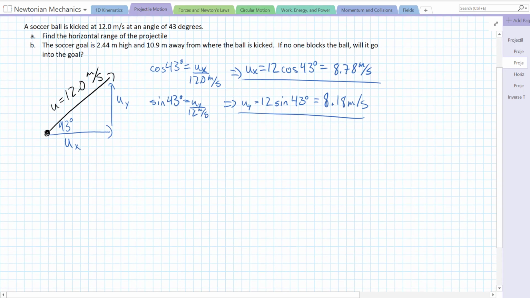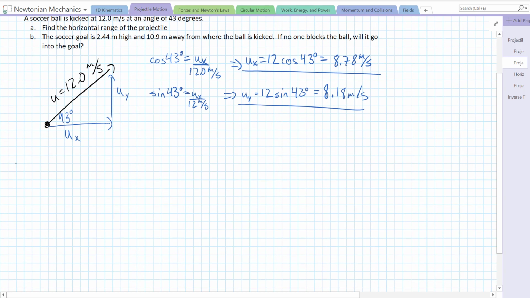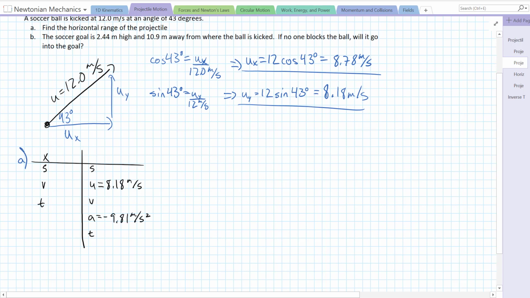If we want to find the horizontal range, let's just do part A over here. I'm going to set up my t-chart for x and y. For x, we have S, V, and T. For y, we have S, U, V, A, and T. We know our initial x and y velocities. In the y direction, our initial velocity is 8.18 meters per second. Our acceleration is negative 9.81 meters per second squared.